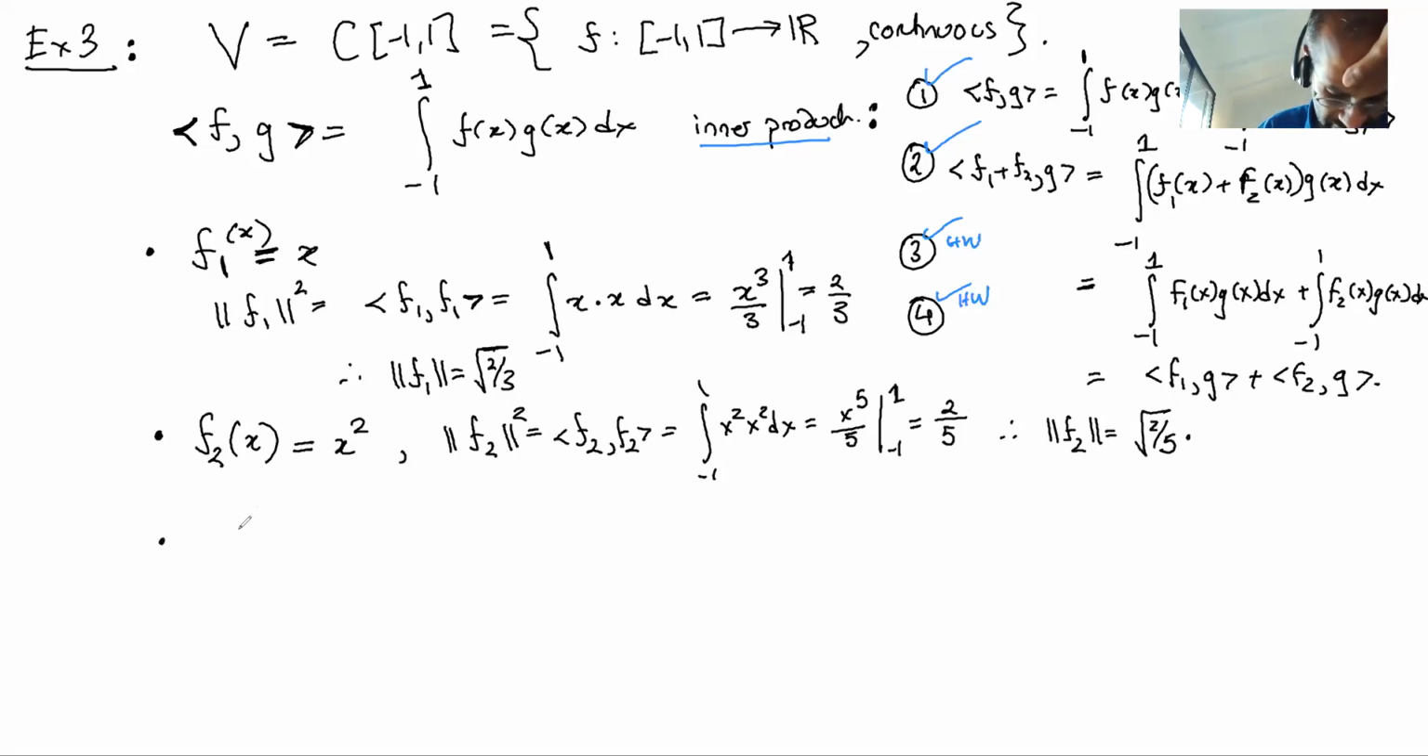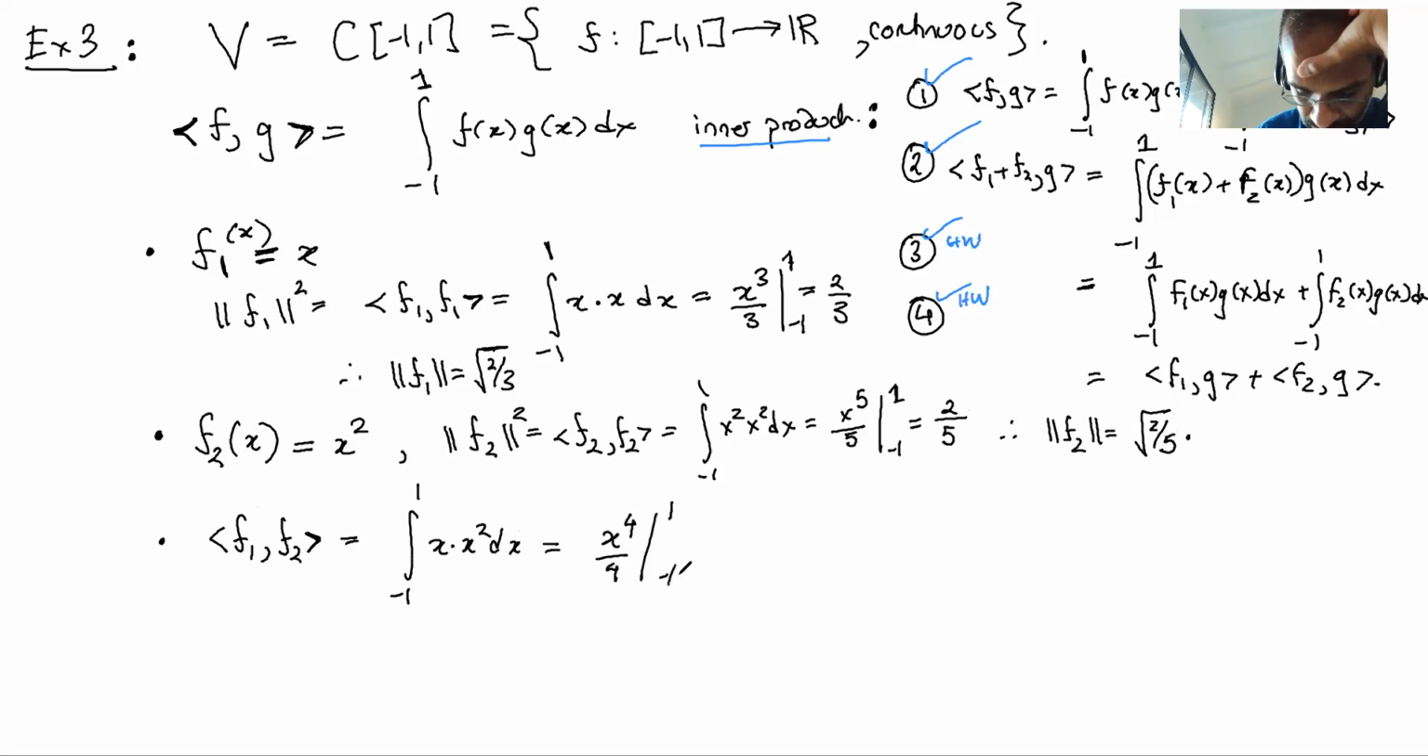And let's compute the inner product between them. This is the integral from -1 to 1 of x times x squared dx, which is the integral of x cubed, which is x to the 4 over 4, from -1 to 1. And now you see the cancellation. This is 1/4 minus 1/4, which is 0. So what that means is that these vectors are orthogonal.